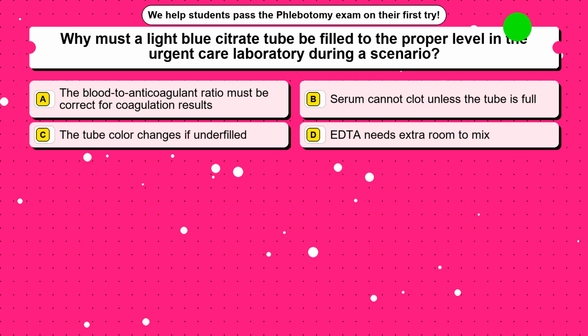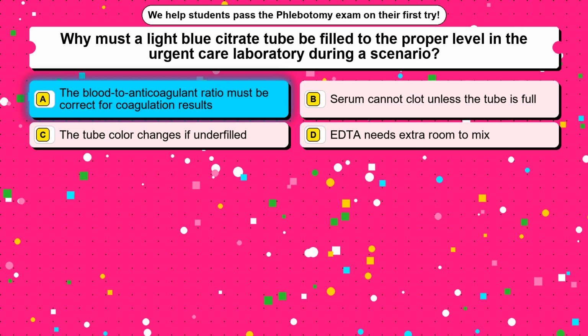Question 51. Why must a light blue citrate tube be filled to the proper level in the urgent care laboratory during a scenario? Option A, the blood to anticoagulant ratio must be correct for coagulation results. Option B, serum cannot clot unless the tube is full. Option C, the tube color changes if underfilled. Option D, EDTA needs extra room to mix. The correct answer is option A. The blood to anticoagulant ratio must be correct for coagulation results.